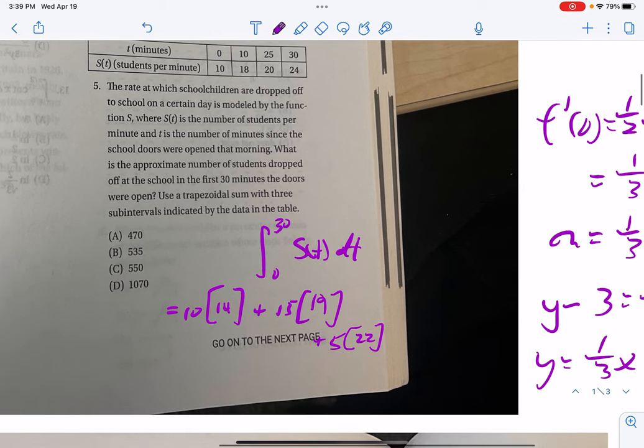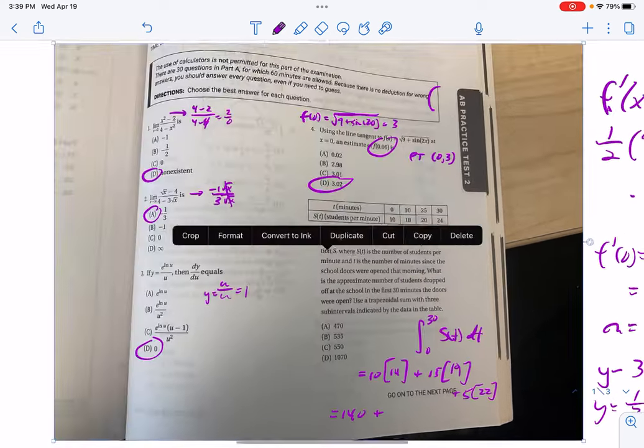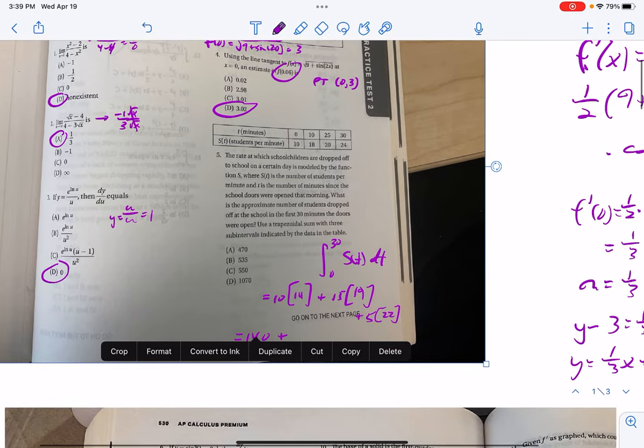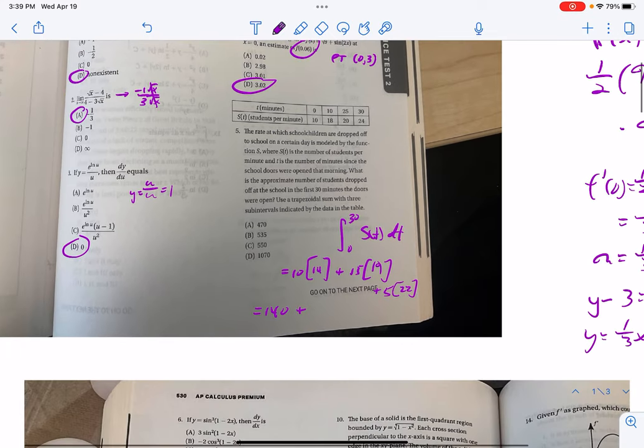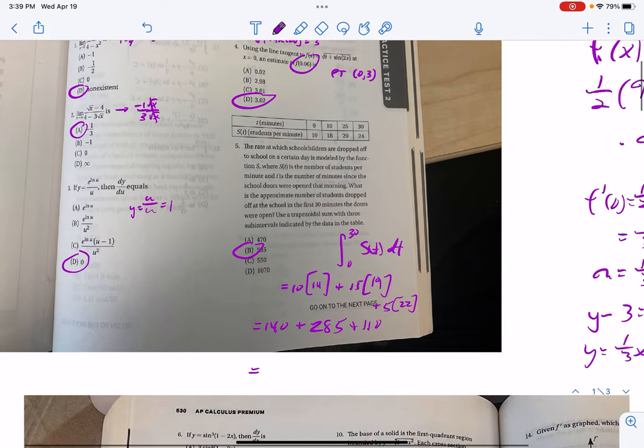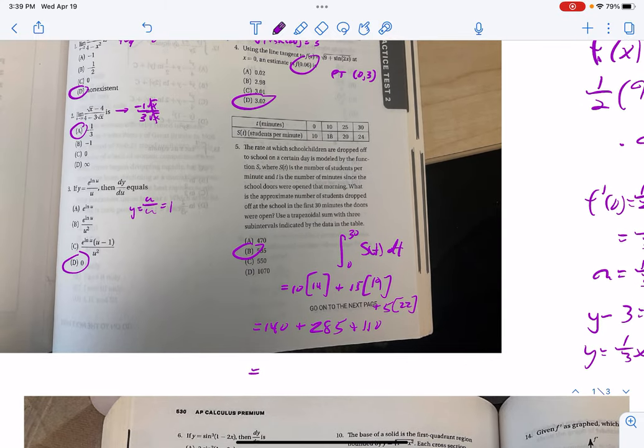I think this is a bit too much to do without a calculator. These Barron's problems, I think, on average, are a little bit harder. This is 285, if I'm doing it correctly in my head. This is 110. So when you add these together, 535 looks correct. I don't think you're doing that much arithmetic without your calculator on a real AP test.